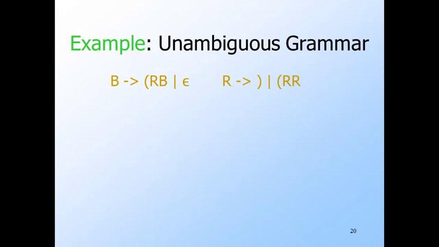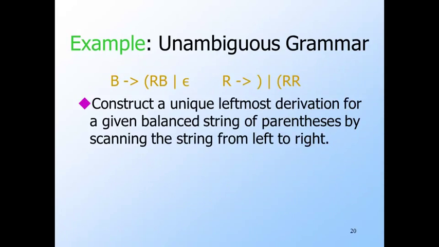Here's the unambiguous grammar for balanced parentheses again. Suppose we're given a string of parentheses which we'll call the input, and we want to find its leftmost derivation or derivations. We claim that for every input symbol and for either variable B or R, there is only one choice of production that could possibly lead to a leftmost derivation of the input. That is, no string of parentheses has two distinct leftmost derivations, and therefore the grammar is unambiguous.